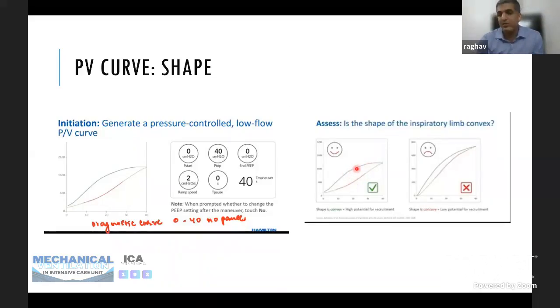If the shape is convex, you can go for higher PEEP. If the shape is not so convex, as seen in this second figure, then we can consider the patient is having a non-recruitable lung and we can go for lower PEEP.